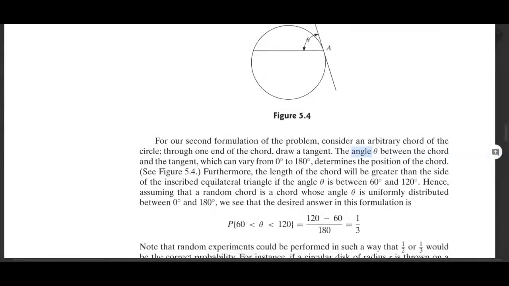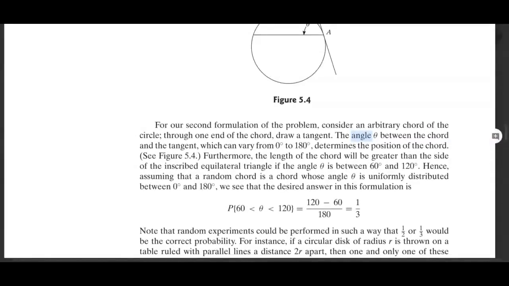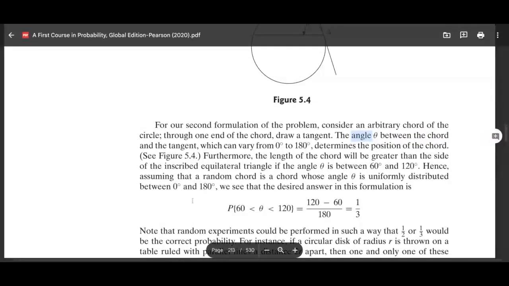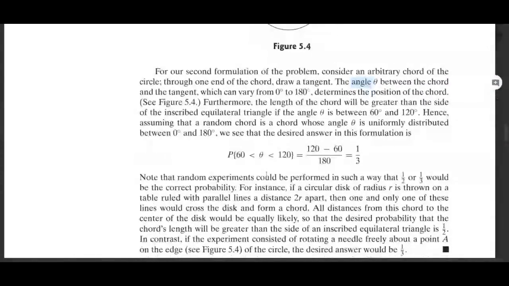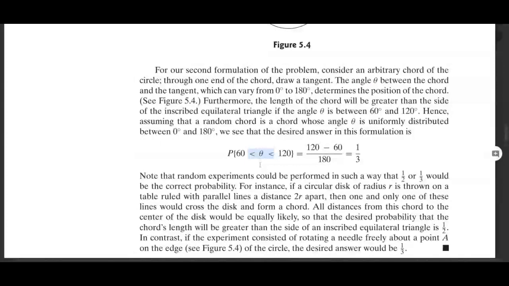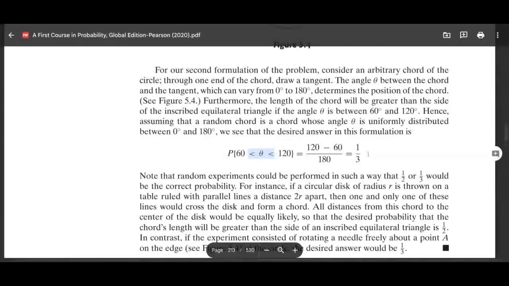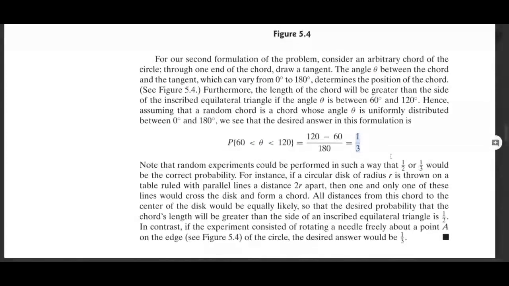I hope they have pictures to show this. Hence, assuming that the random chord is a chord whose angle is uniformly distributed between 0 and 180, we see the desired formulation is theta in between 60 and 120, this is 1/3.